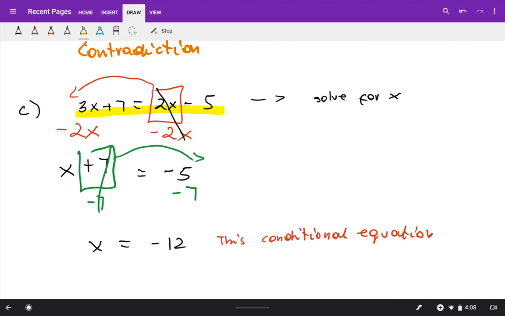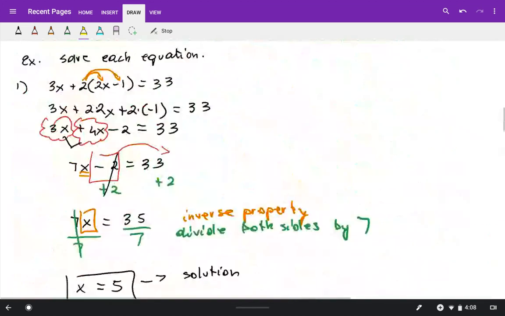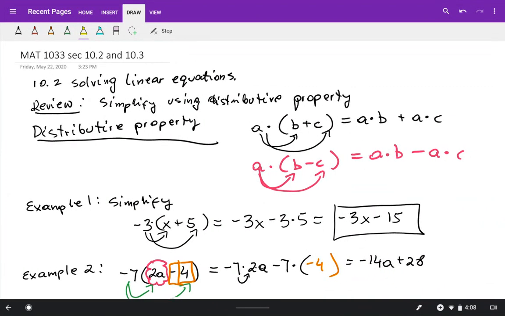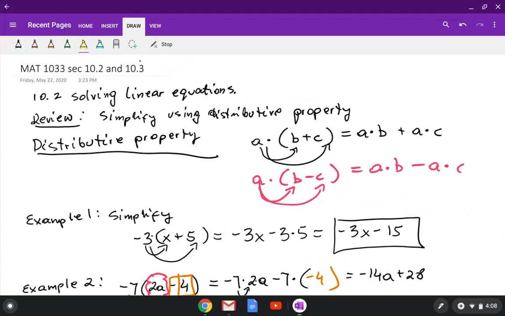I'm going to stop the video. Let me just fix it, because originally I said that I was recording 2 videos, but I think 2 sections in one video would be way too much. I will change the name. This video just records section 10.2. 10.3 will be in the next video.